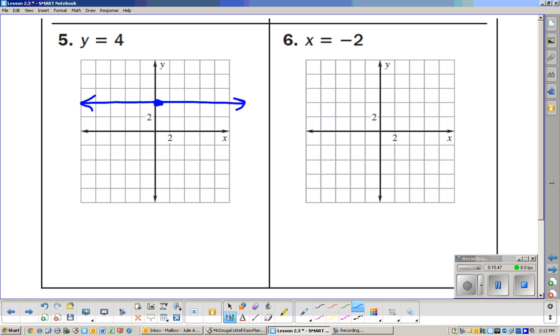X equals negative 2. Okay, so on the x-axis, I'm going to go over negative 2. And I need a line that cuts through the x-axis. So it's going to be a vertical line, and there's your graph. All right, there's the 6 examples of what you need to do.